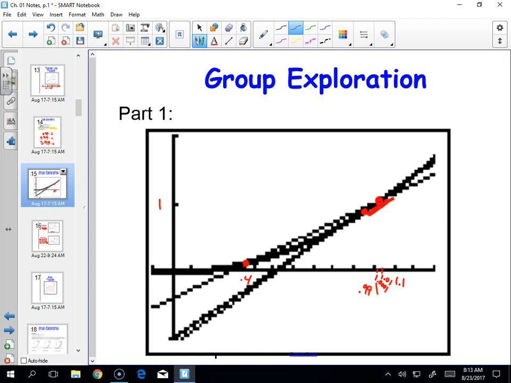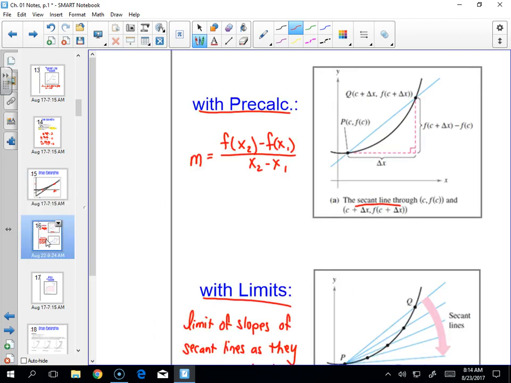As we were looking at the slopes of the secant lines, what were we thinking that allowed us to make the jump of, I bet the slope of the tangent line is 2? Approaching. And what mathematical procedure, operation, concept does approaching go with? Limits.